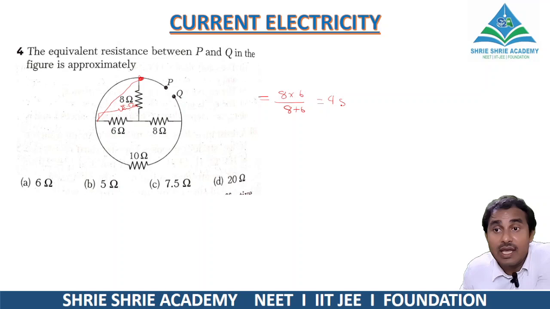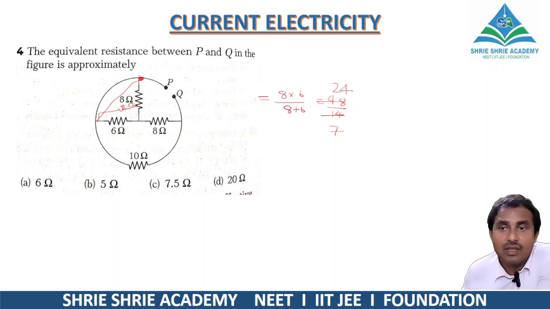So here, 48 divided by 14. Okay, 48 divided by 14, you get, and that actually will become in fraction, if you do it, 24 by 7. Okay, 24 by 7 you get, and again these two are in series connection. So the main thing is that these two are in parallel connection.